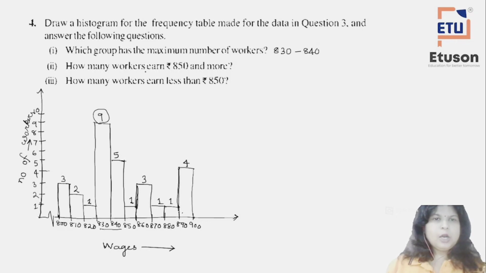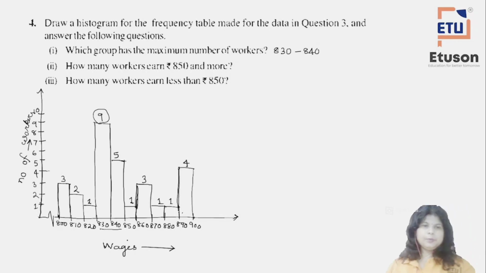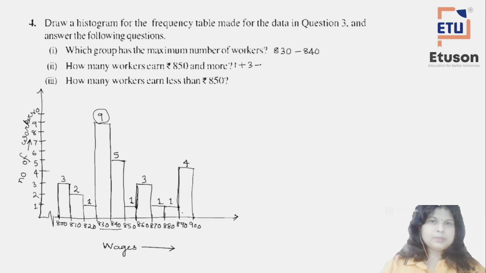Bit 2, how many workers earn rupees 850 and more? When we are taking 850 and more, we have to include the class intervals in between 850 to 900. So let us add them. 1 plus 3 plus 1 plus 1 plus 4, that is equal to 10. So 10 workers are earning rupees 850 and more.